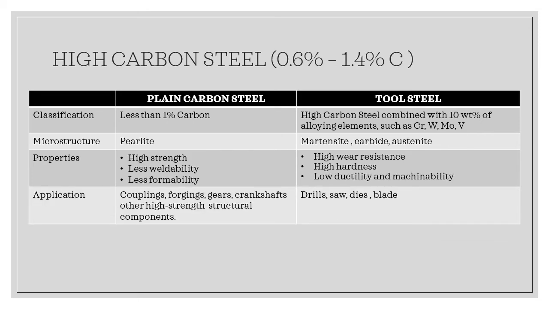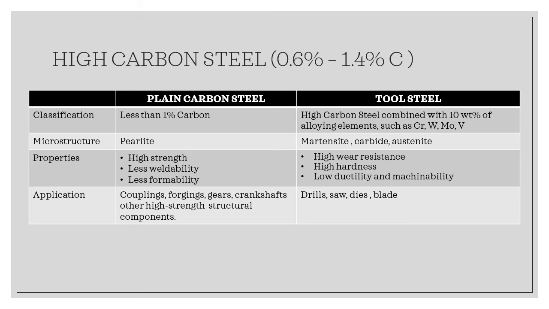Lastly, we have high carbon steel, which has carbon content of 0.6 to 1.4%. Also have two categories, which is plain carbon steel and tool steel. For plain carbon steel, it has less than 1% carbon, but tool steel has addition of 10% chromium, tungsten, molybdenum, and vanadium. The microstructures of plain carbon steel are pearlite, while the microstructures of tool steel are martensite, carbide, and austenite.